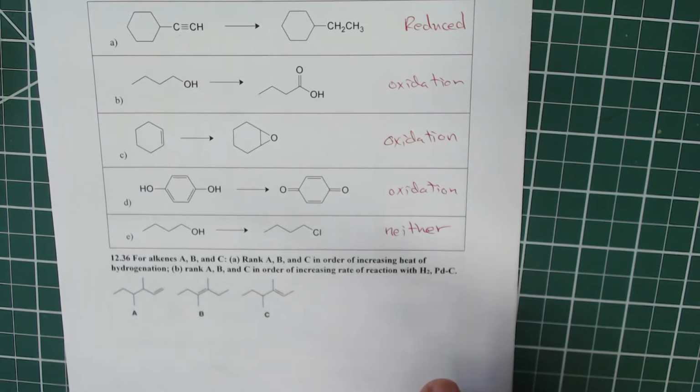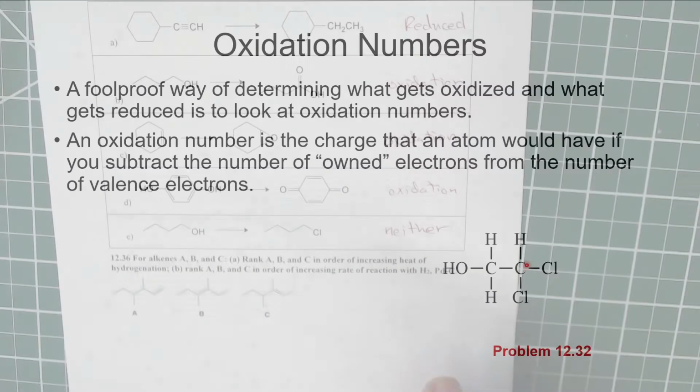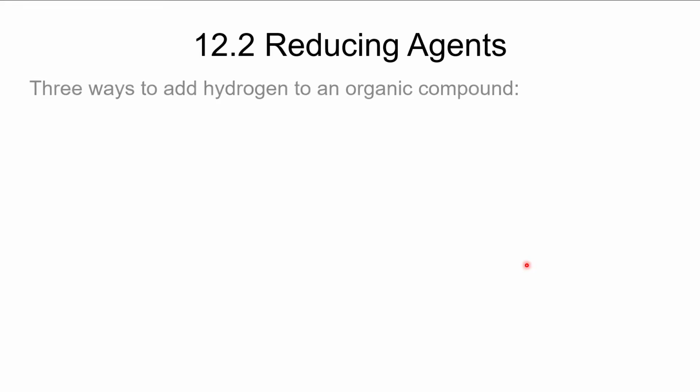All right, so let's go back. And we want to look at some reducing agents. We'll look at reducing agents in this first video, and in the next video, we'll look at some oxidizing agents. We'll find that when we're adding hydrogen, again, this is the most common thing that will happen when we're doing a reduction, is that we're going to add hydrogen to an organic compound.